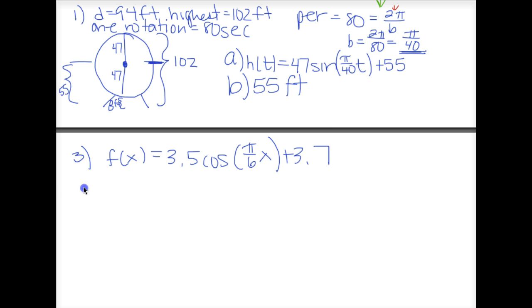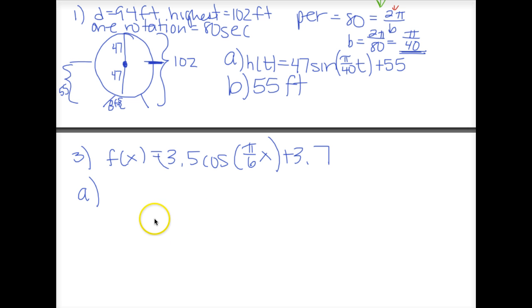So when we're looking at this, our midline here is going to be at 3.7. Our amplitude is 3.5. Pi over 6 is, of course, going to help us calculate our period.